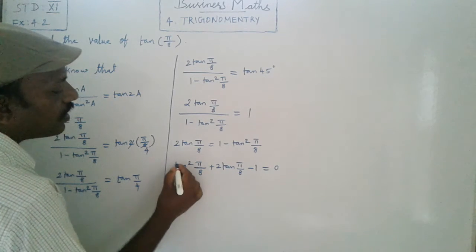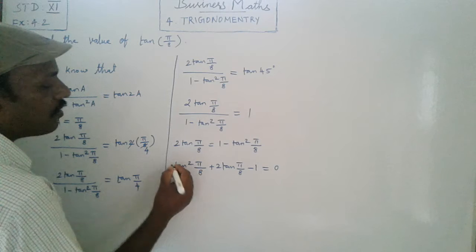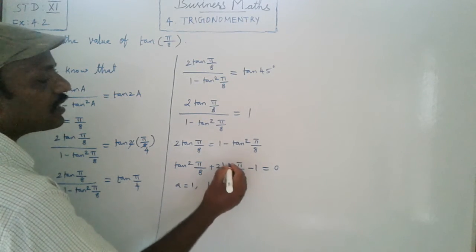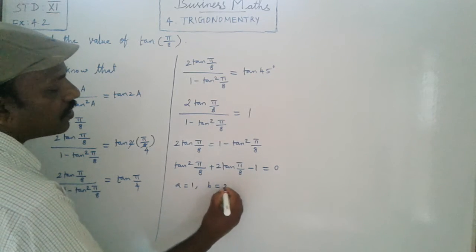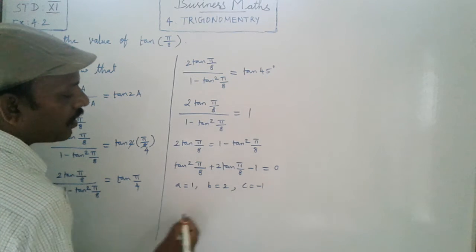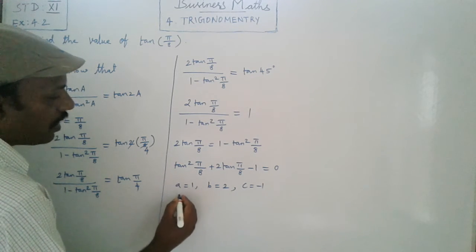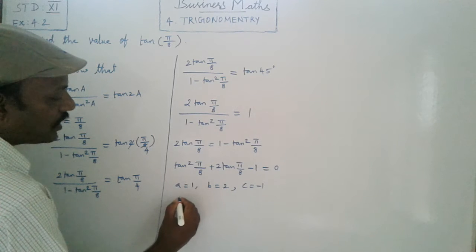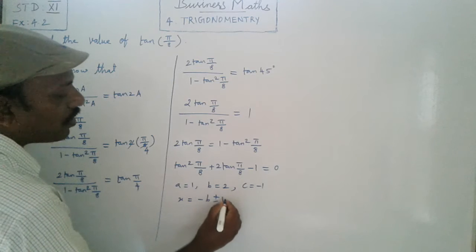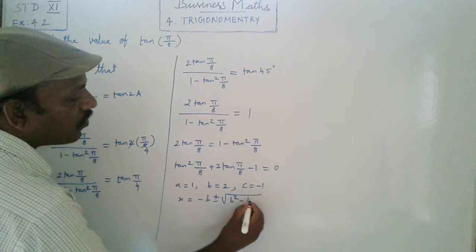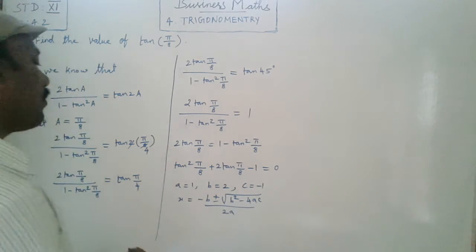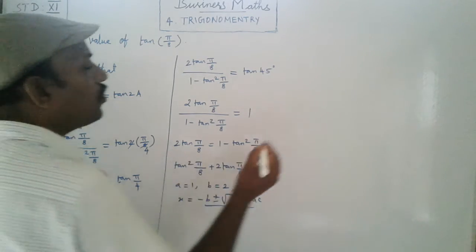A is the coefficient of x square, that means tan square pi by 8, which is 1. B is the coefficient of the x term, that means tan pi by 8, which is 2. C is the constant term, minus 1. So we know the formula: x equal to minus b plus or minus root of b square minus 4ac divided by 2a. Here x is tan pi by 8.